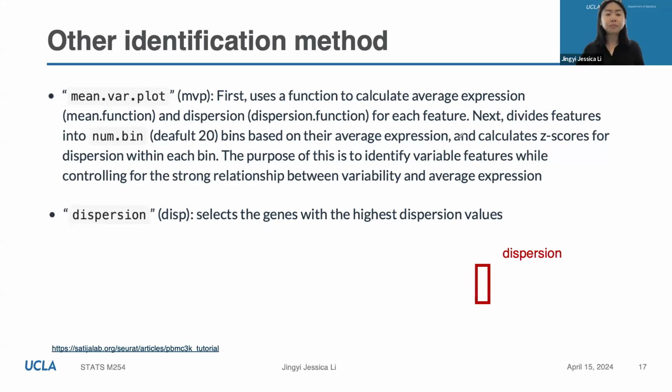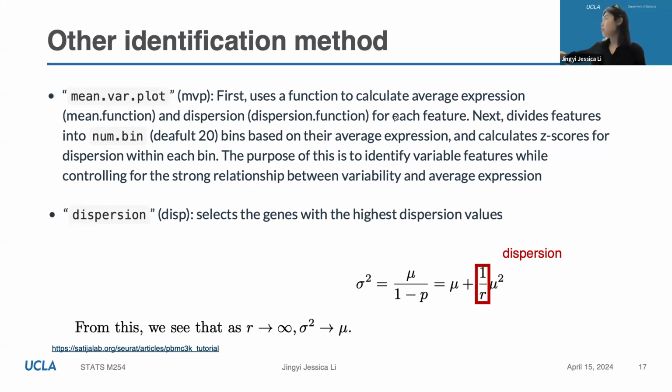VST is the default. The dispersion method selects the genes with the highest dispersion values. So you don't do any standardization, you just select by the dispersion values. Then this is a review of dispersion in the negative binomial. In a negative binomial, it's called an over-dispersed distribution because the variance is bigger than the mean mu because of this additional term, right? This term is non-negative, making the variance greater than or equal to the mean.